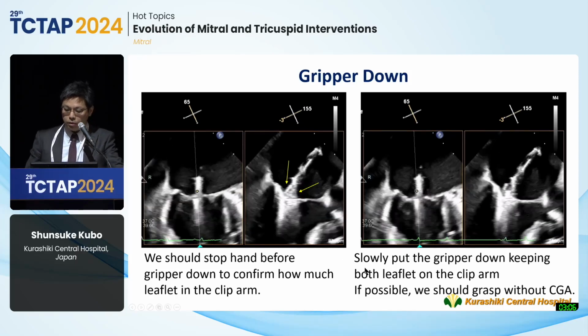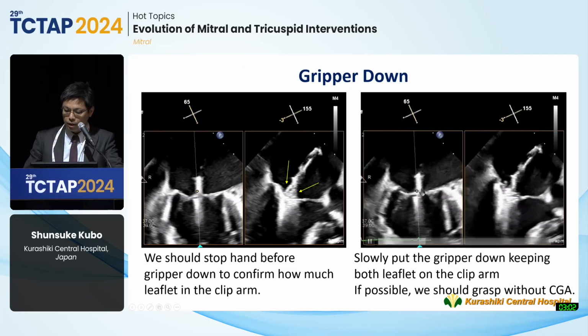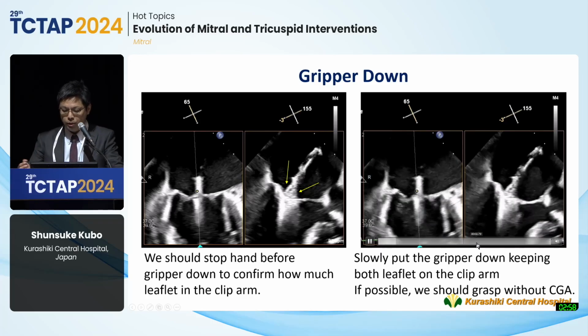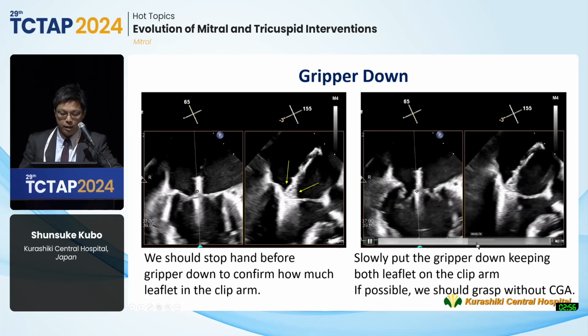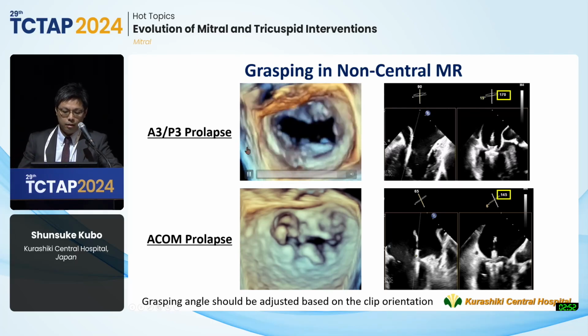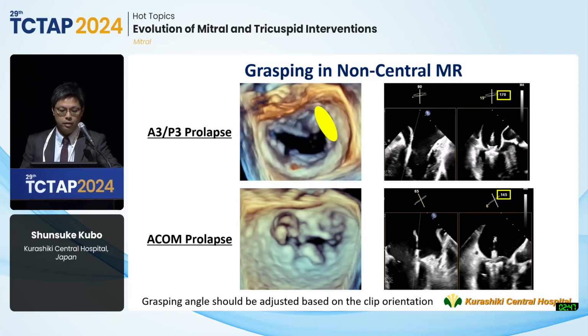So after that, we should slowly put the gripper down, keeping both leaflets on the arm. If possible, we should grasp without the CZA system, independent grasping. Non-central MR is a little bit challenging because the clip orientation is like this.